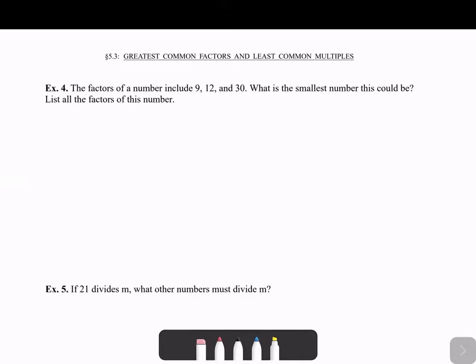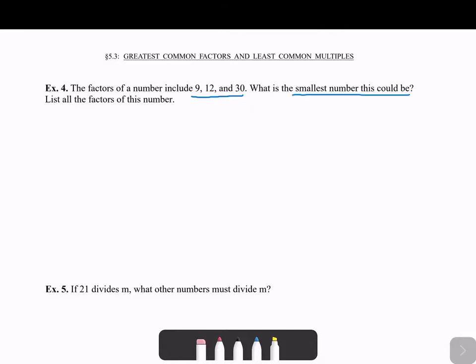Okay, so this first example says the factors of a number include 9, 12, and 30. And we know that these are factors of the number, and we want to know what is the smallest number this could be. So what this question is really saying, this is just a different way to ask for the LCM. Because if we know what the factors of a number are, and we want the smallest number that's a multiple of these things.